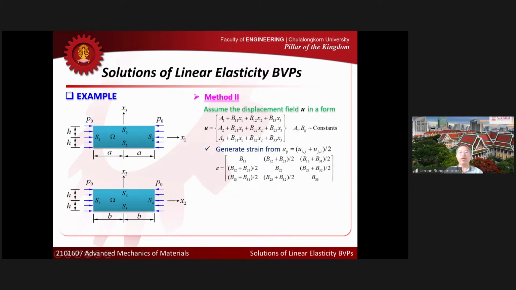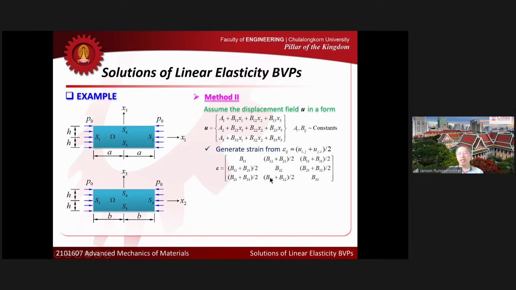This is the final strain field that I got. I didn't show you in detail because the differentiation involved here is simple, right? For example, epsilon 1,1, you just simply take u1,1. u1 is this one. You take the differentiation of this with respect to x1, and you're going to get b1,1. So epsilon 1,1 is going to be b1,1. Okay?